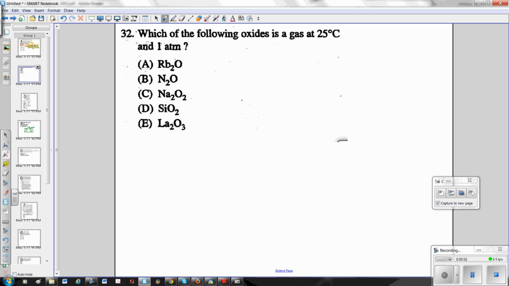Next question. Which of the following oxides is a gas? Well, one thing we know is that all ionic compounds at room temperature are solids. So anything that's ionic I can automatically cross off. Metal, nonmetal, gone. Metal, nonmetal, gone. Metal, nonmetal, gone. So first cross out the ionic compounds, because ionic compounds are always solid at room temperature.